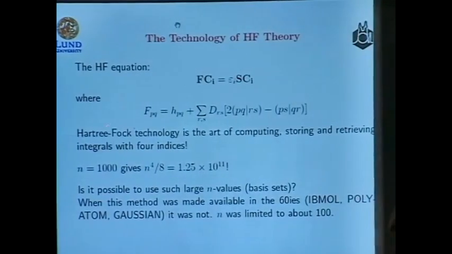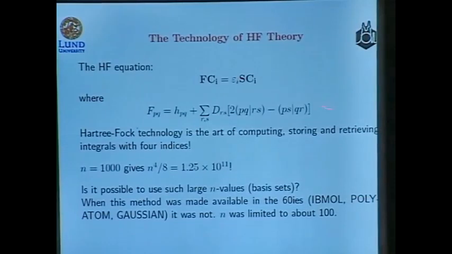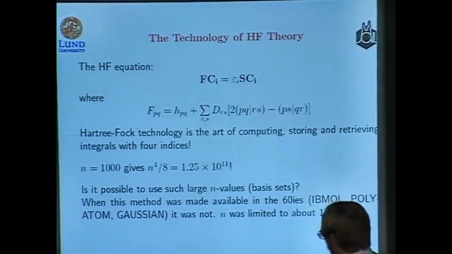Actually, this is true also for later technologies like configuration interaction, coupled cluster, etc. But this is the first place where it occurs. Now, if you have 100 of these functions, the number of terms here becomes, because of symmetry, you can divide by 8, 1.25 times 10 to the 11, which is 10 to the 12 bytes. You see the problem here.